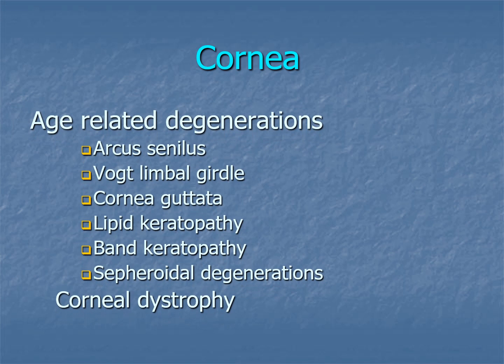Few age-related degenerations as arcus senilis, Vogt limbal girdle, cornea guttata, lipid keratopathy, band keratopathy, and spheroidal degenerations, and corneal dystrophy. We will discuss it in next lectures.